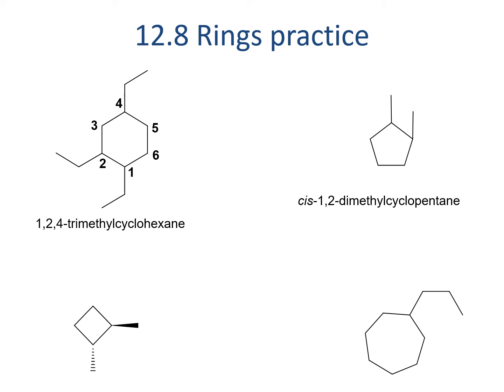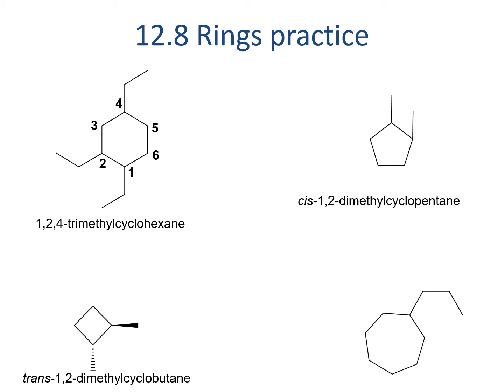The bottom left shows another way that we might see cis and trans indicated, by using 3D indicators like dashes and wedges. Remember the bolded lines, the wedges, indicate something coming toward you, while the dashed lines indicate something going away from you. With that in mind, what is the name of this molecule? It should be trans, since the groups are pointed on opposite sides, 1,2-dimethylcyclobutane.